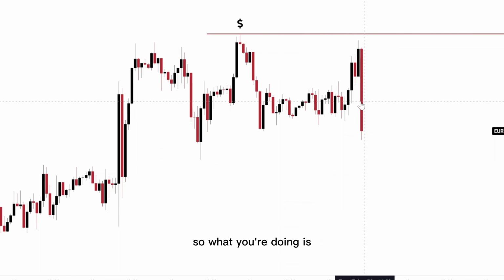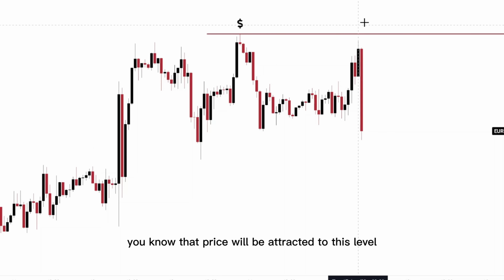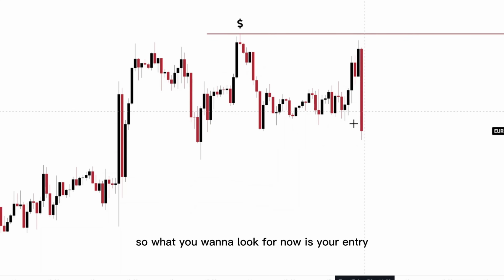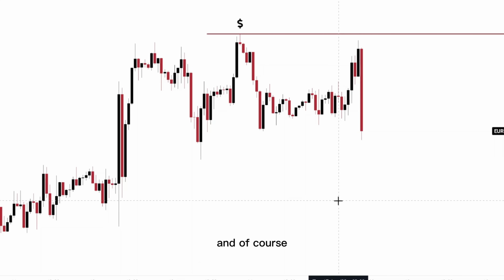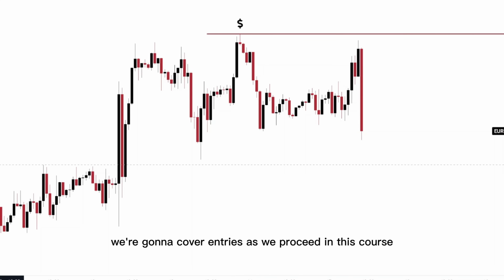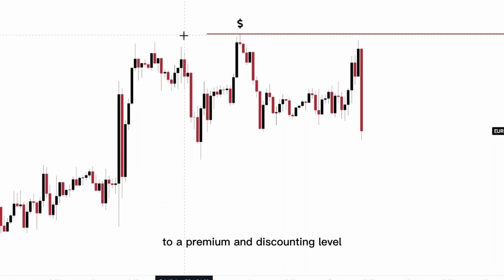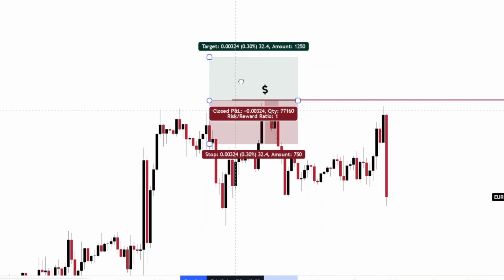So what you're doing is, you know that price will be attracted to this level. At some point, price would want to attract to this level. So what you want to look for now is your entry. And of course, we're going to cover entries as we proceed in this course. But for now, let's just keep it simple to a premium and discounting level.